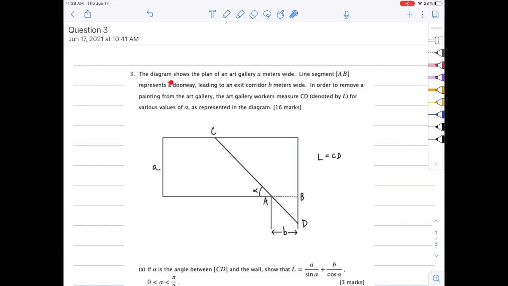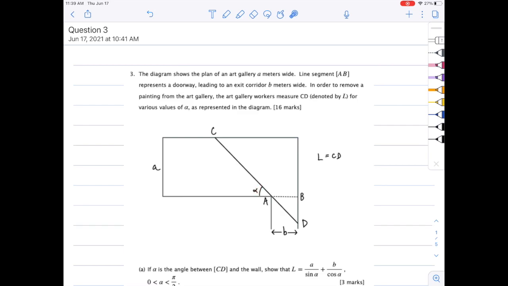So they say a diagram shows the plan of an art gallery A meters wide. So this is the width. This is the gallery, I suppose. Line segment AB represents a doorway, so this dotted line is a doorway, leading to an exit corridor B meters wide. Okay, so you have an exit corridor here, and it's B meters wide. In order to remove a painting from the art gallery, workers measure CD, so they measure CD for various values. So they say CD is denoted by L for various values of alpha as represented in the diagram.